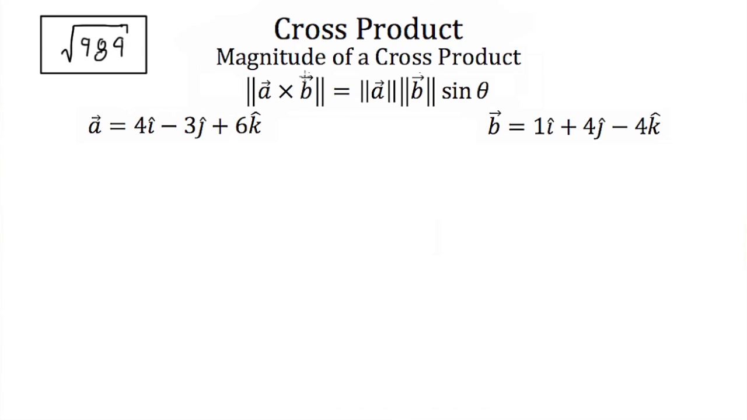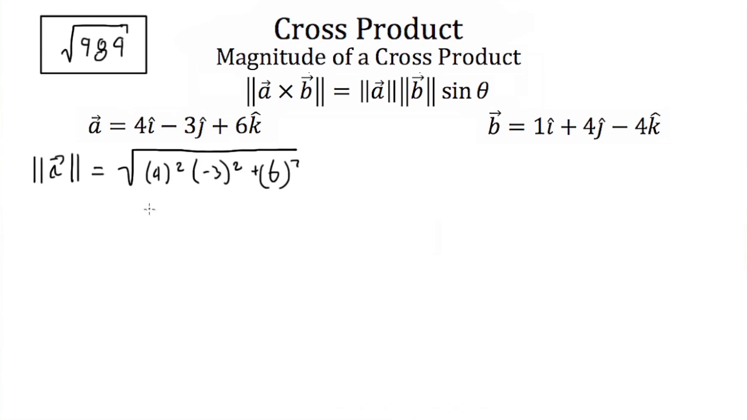Now let's try calculating the magnitude the other way. Let's find the magnitude of vector A, vector B, and then the sine of the angle between them. First, we'll find the magnitude of vector A. That's equal to the square root of 4 squared plus -3 squared plus 6 squared. It's the amount it moves in the x squared plus the amount it moves in the y squared plus the amount it moves in the z squared. That means the magnitude of vector A is equal to the square root of 61, which is approximately 7.8.